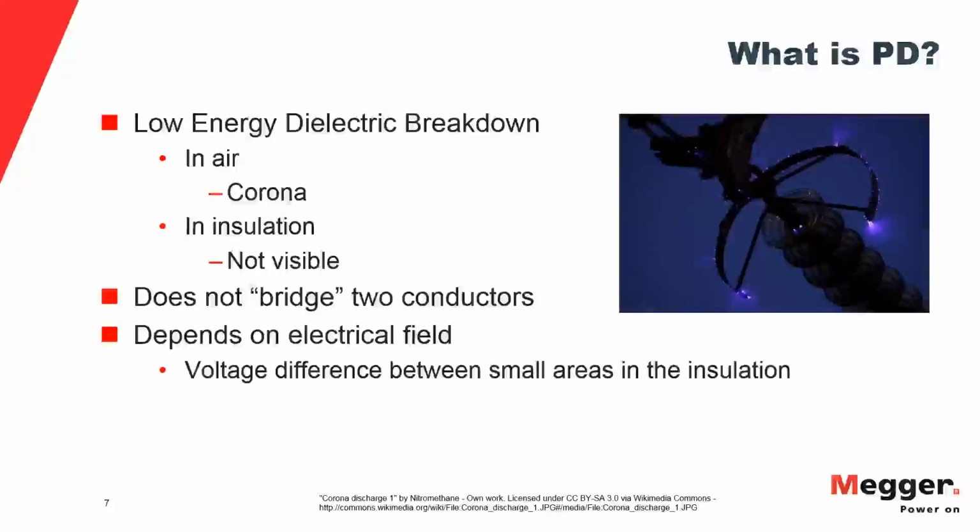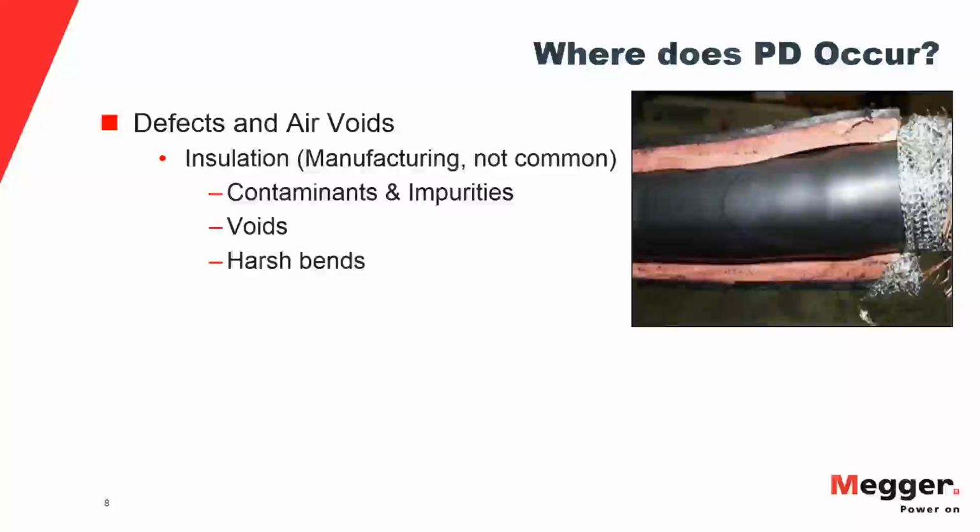So what is partial discharge? You may be familiar with corona discharge in air, where sharp points or anything on overhead lines will emit a bluish glow. It's a very similar phenomenon to partial discharge, except, of course, we can't see into the cables, but it looks very similar. What's happening is it's ionizing the insulation material, but it's not actually causing a full breakdown between two conductors. It's just a small part of the insulation that's actually breaking down. The amount of partial discharge depends on the electrical field, and what we're looking for is a voltage difference between very, very small areas of the insulation, small voids or small defects in the insulation. And that's exactly where partial discharge occurs, in small voids, small defects.